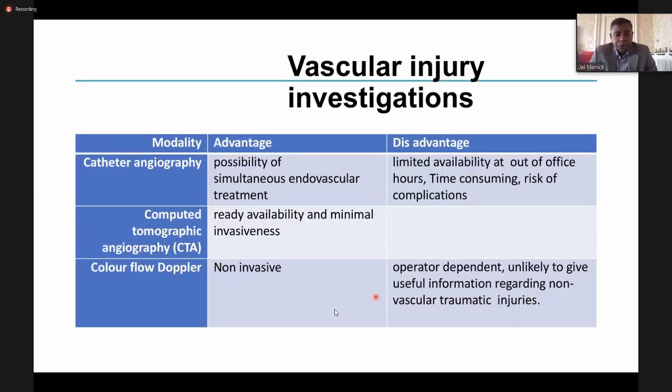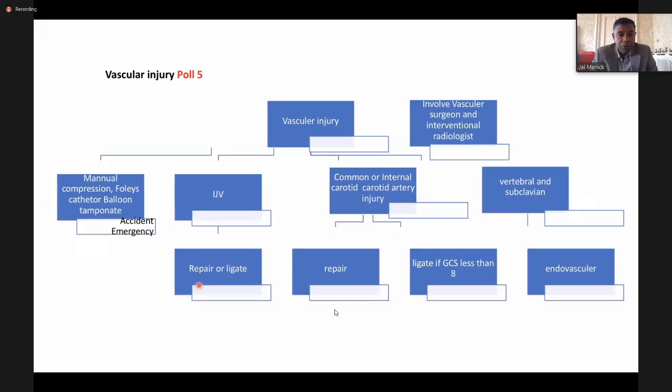Coming to the vascular injury, as we discussed earlier, there are three different investigations available: catheter angiography, computed tomographic angiography, which is CTA, or color flow Doppler. But commonly we use CTA because it's readily available and it's minimally invasive. So that's commonly used. Let's start poll number 5, please.